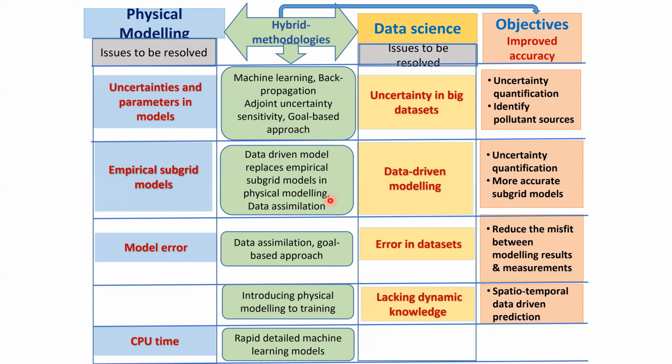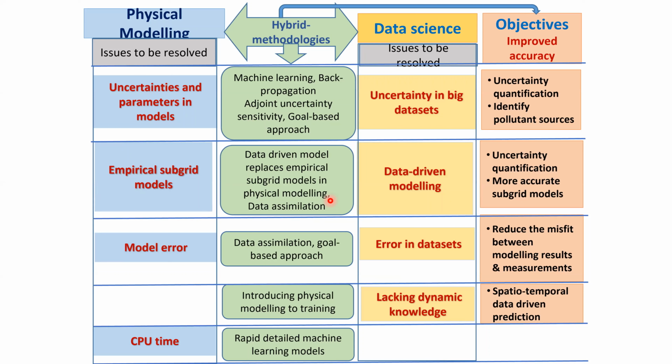Again, on the left side is the physical modeling, and on the right side is data science, the data-driven model. As I said before, no matter how accurate your physical model is, you always have some uncertainty and model error. Also in your data, you always have some error in your measurements. So is there any way we can combine them together? We call these optimal hybrid methods. We combine the physical model and the data-driven model together.